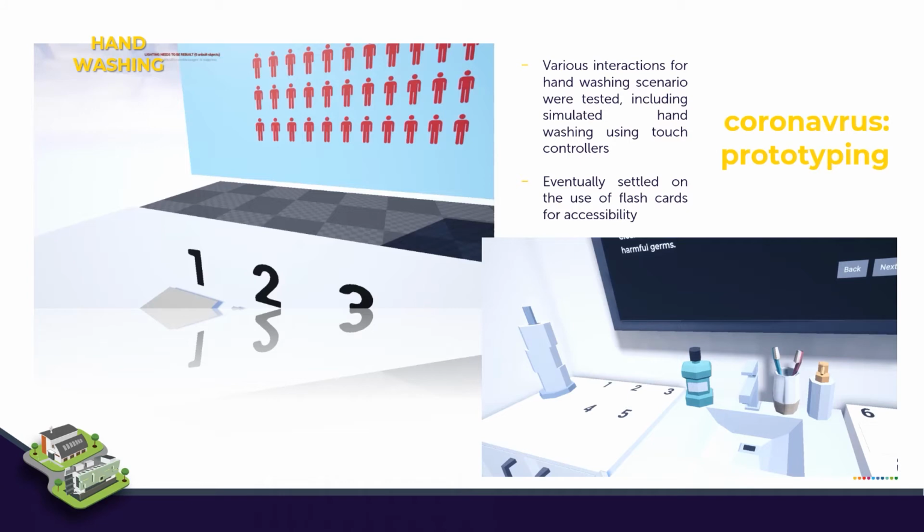So we tested a couple of different methods of interaction for the hand washing scenario. In the end we decided on flashcards, the main reason being that the VR interaction is not quite there yet in terms of offering an accurate measurement of whether the user is doing this or that correctly for fine movements such as hand washing. So we decided that the most accurate and the most understandable method of interaction there was the use of flashcards, and this all ties into our overall goal of accessibility for everyone.